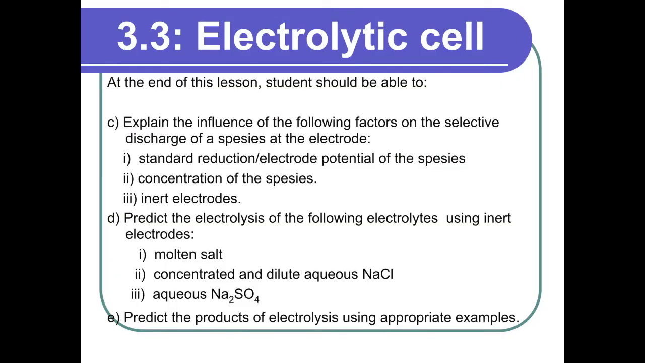In this video, we are going to learn about 3.3 electrolytic cell. At the end of this lesson, students should be able to explain the influence of the following factors on the selective discharge of a species at the electrode: standard reduction potential, concentration, and inert electrodes, and predict the electrolysis of the following electrolytes using inert electrodes: molten salt, concentrated and dilute aqueous NaCl, aqueous Na2SO4. Last but not least, predict the products of electrolysis using appropriate examples.